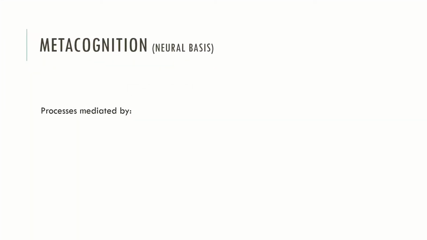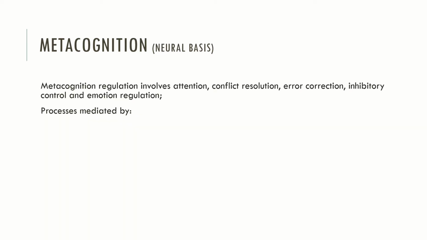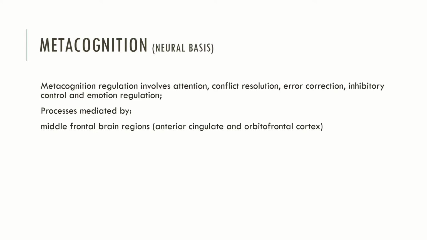And also, we can look at metacognition from a neuroscience perspective. Therefore, we can see that metacognition has some identified neuronal bases. So, let's look here. Metacognition involves the regulation of attention, conflict resolution, error correction, and inhibitory and emotional regulation. Thus, we know by neuroscience methods that these processes are mediated by the middle frontal brain regions, such as the anterior cingulate cortex and orbital frontal cortex.